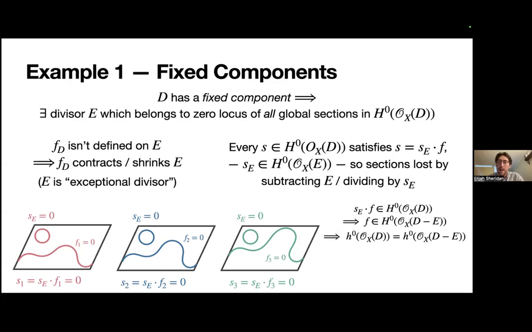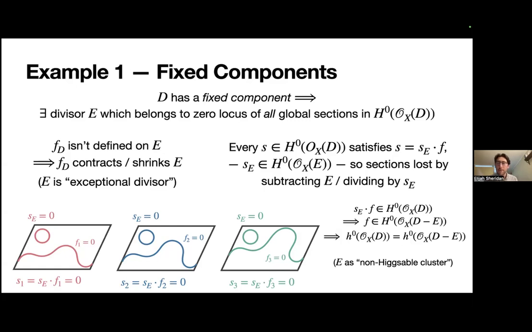To elaborate slightly on exactly what I mean by nothing is lost, by subtracting E or dividing by S sub E: if all of my sections are of this factorized form, then I'm free to take the part that is not S sub E, which must belong, by the rule I talked about on the previous slide about effective cones, to the line bundle D minus E. I haven't given you a proof of this, but one can show that removing this fixed component from the class does not change the total number of global sections.